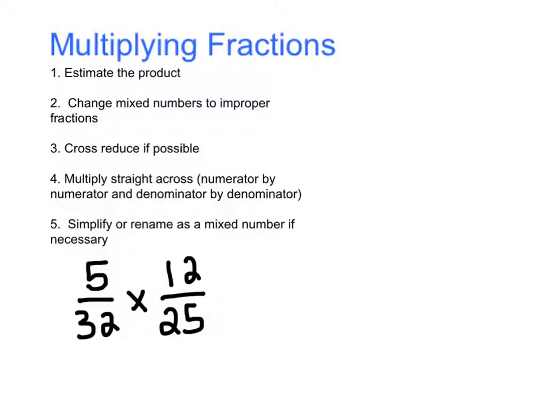In this video, we'll see how to multiply fractions. First, let's review the steps for multiplying fractions. We want to estimate our product first. Then, if we have any mixed numbers, we want to change those mixed numbers to improper fractions. We'll cross-reduce if possible. And then multiply straight across, the numerator by the numerator and denominator by denominator. And finally, we'll simplify or rename as mixed numbers if that's necessary.